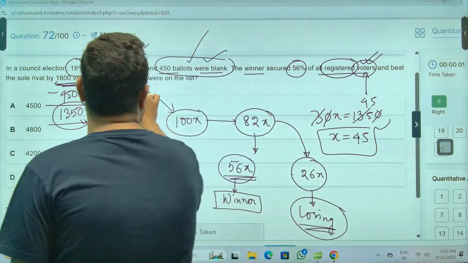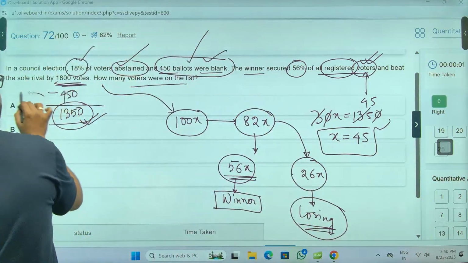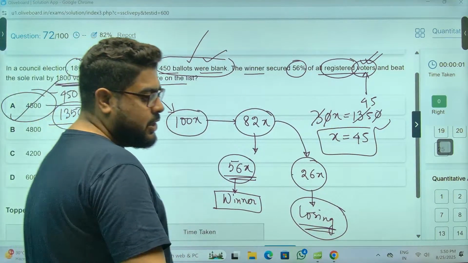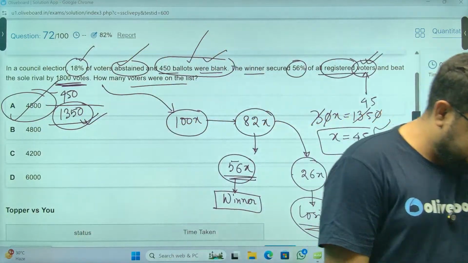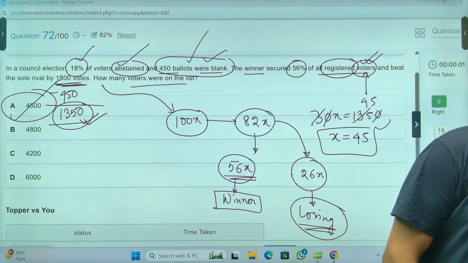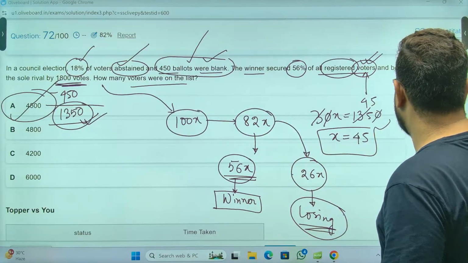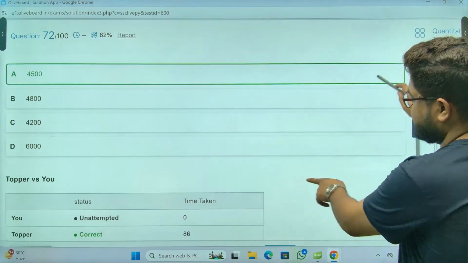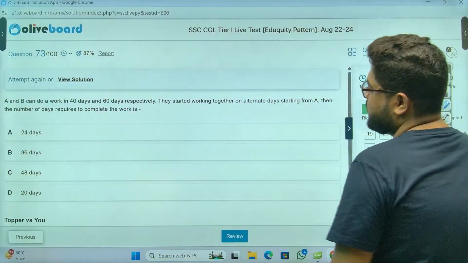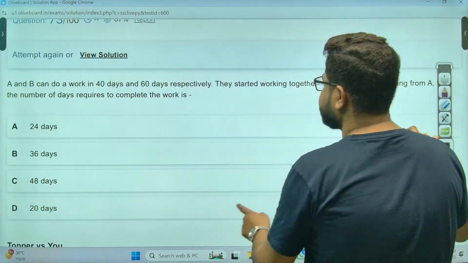They're asking how many voters were on the list? 4,500. Because 100x was the total number of voters. 100x were the total number of voters. So definitely your answer will be 4,500, sir. That's your answer. Perfect, sir. Now, this is the easiest way.